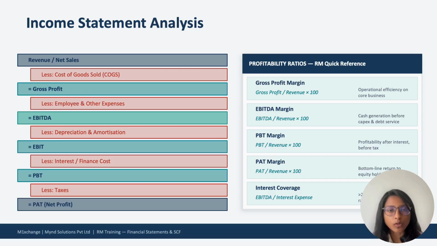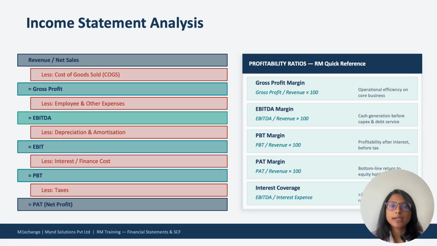Now let's talk about the important profitability ratios that we can derive from the income statement analysis. First is your gross profit margin. What is the formula? That is your gross profit divided by revenue into 100. So what does it tell me? It tells if the business is operationally efficient or not, if the core business is, how much margin survives after the direct cost of producing or sourcing the goods.